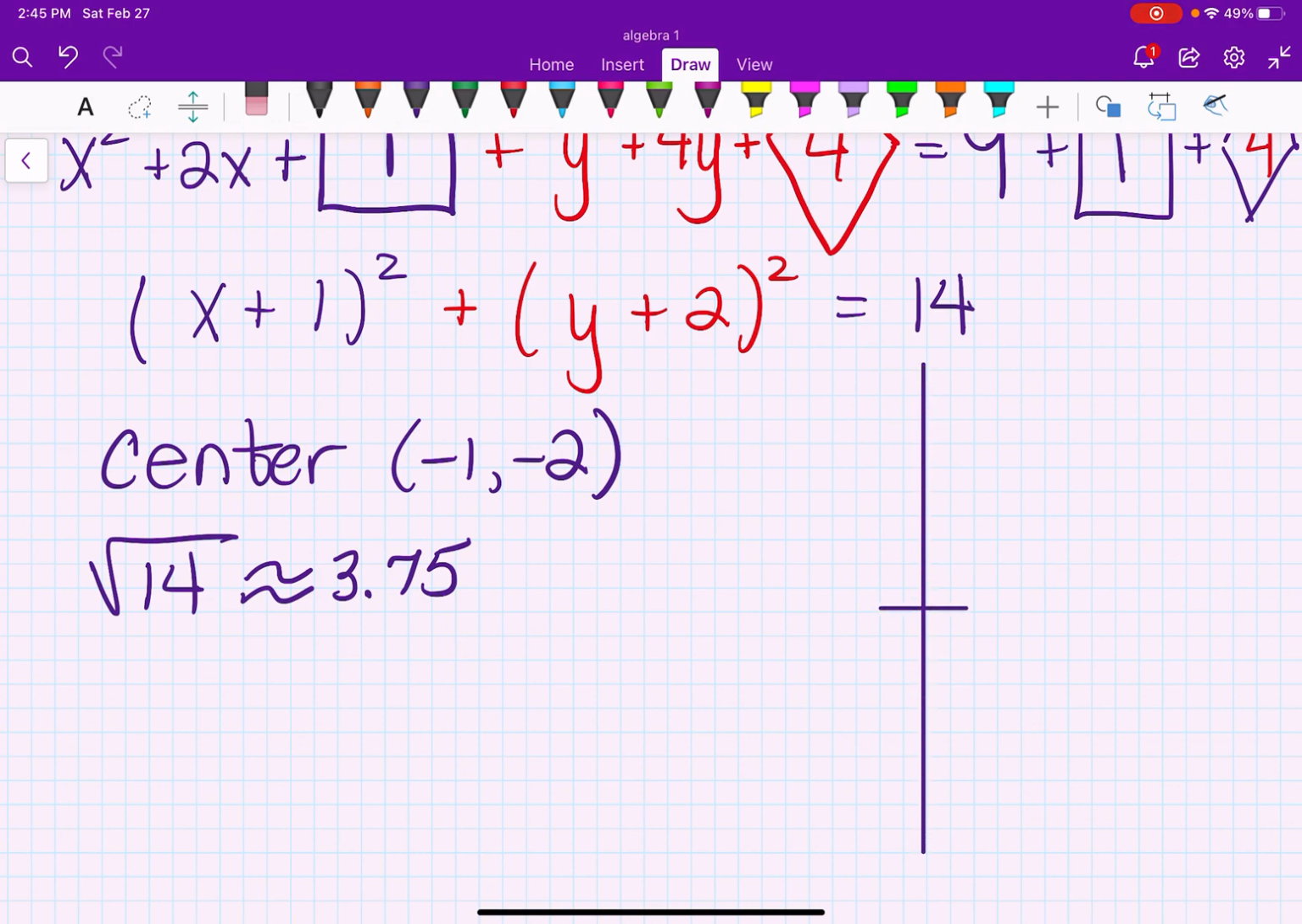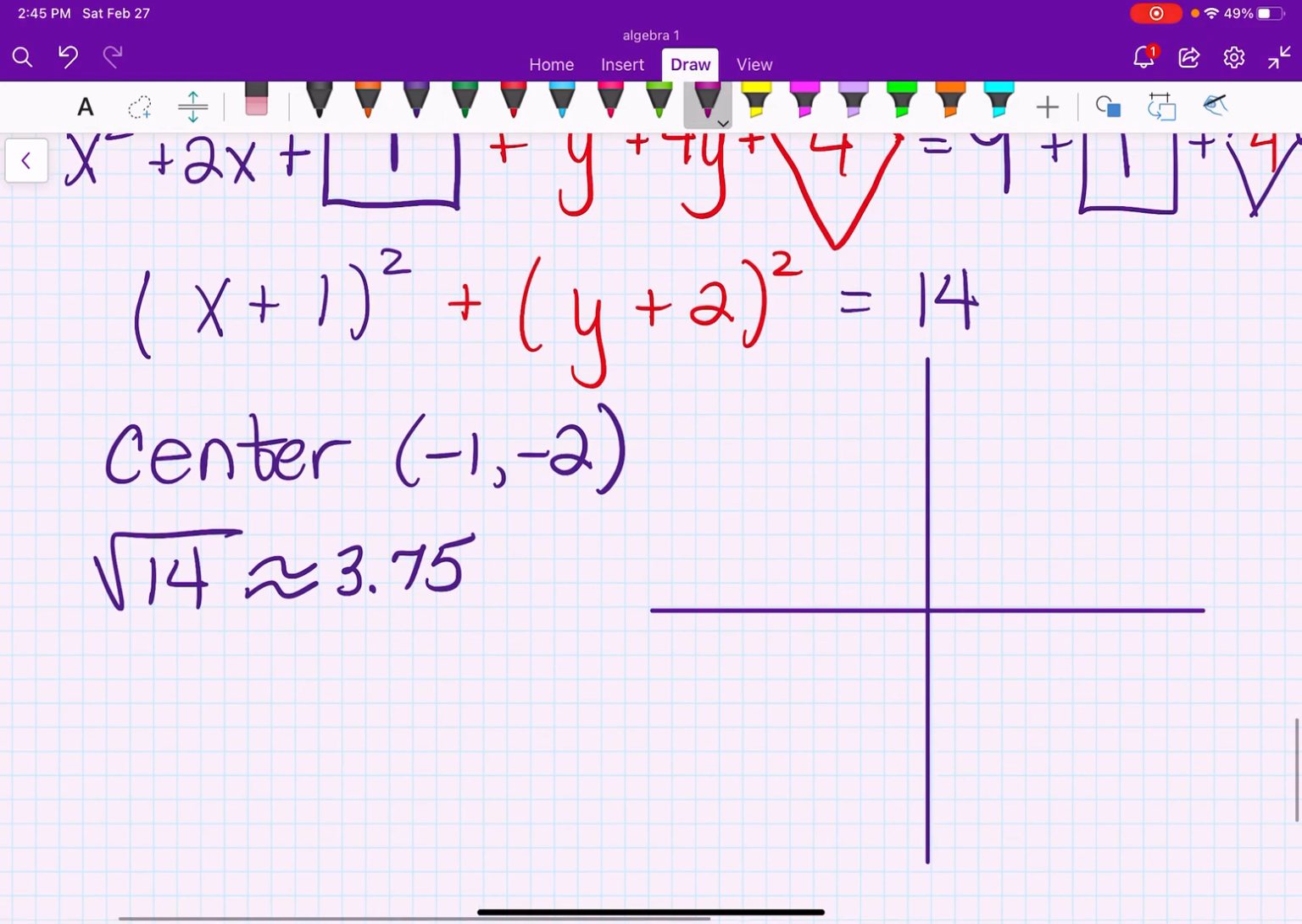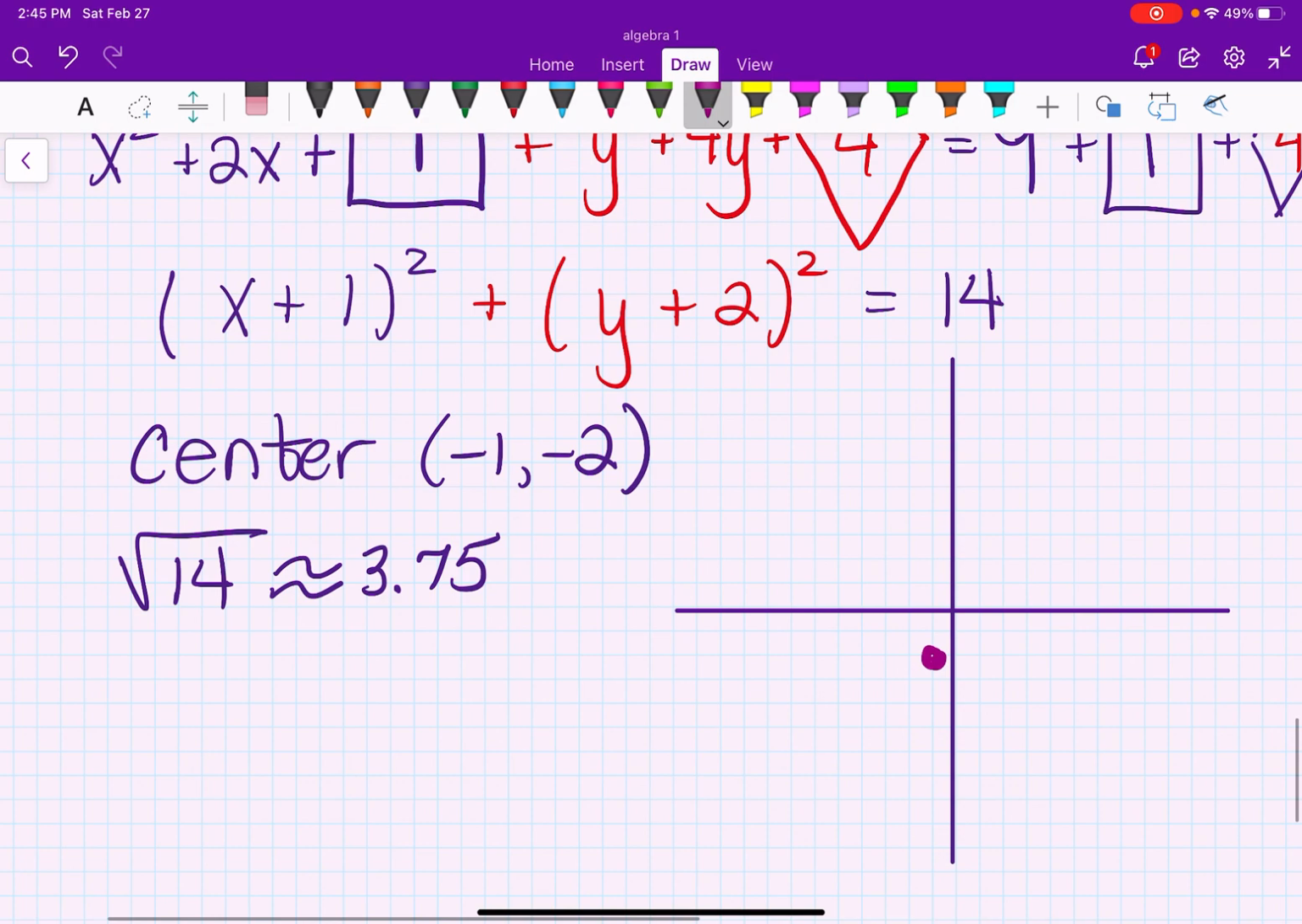Obviously, when I go to grade your circles, I can't tell if you put 3.75 or 3.7. Just try to be as close as you can. -1, -2 is my center. And then I need to go 3.75: 1, 2, 3, so about there. 1, 2, 3, so about there. 1, 2, 3, right about there. And then 1, 2, 3, right about there. So try your best to make it look like 3.75 and draw your circle.